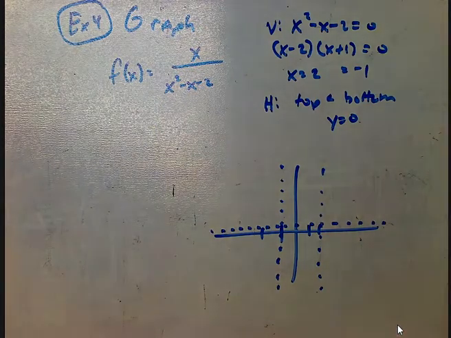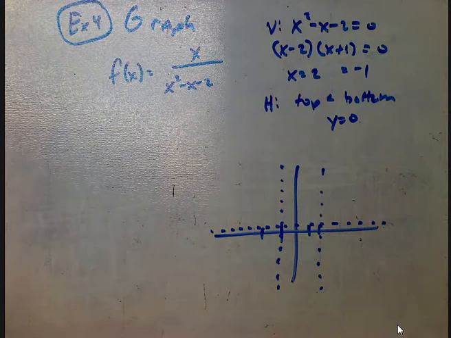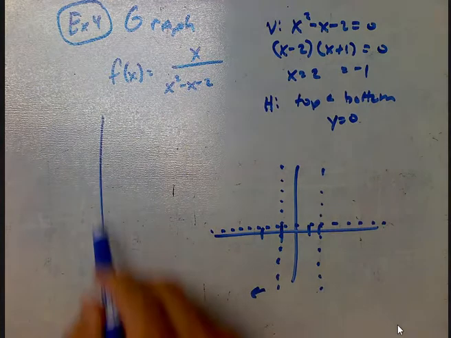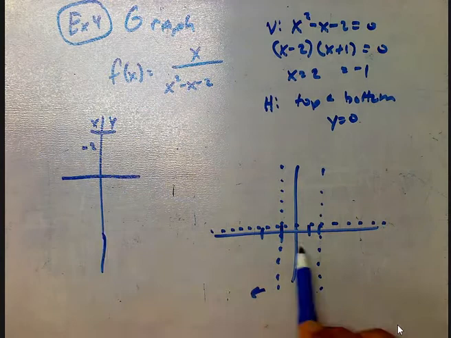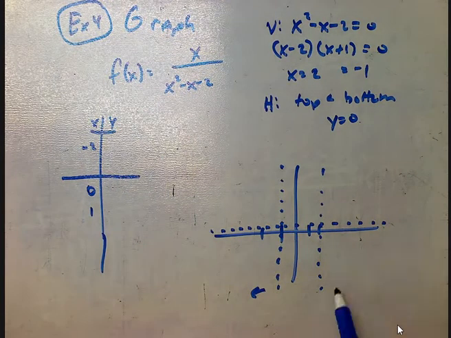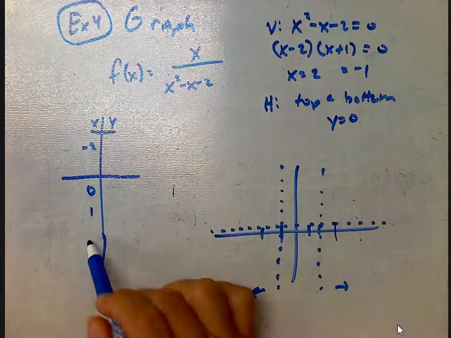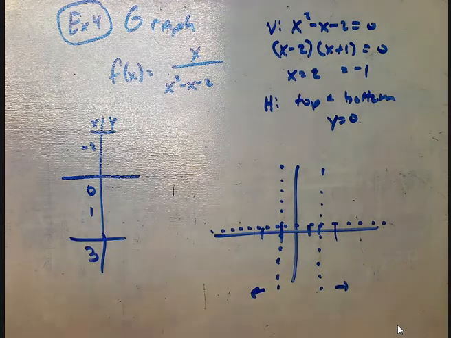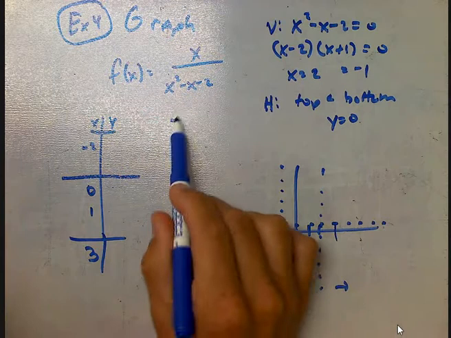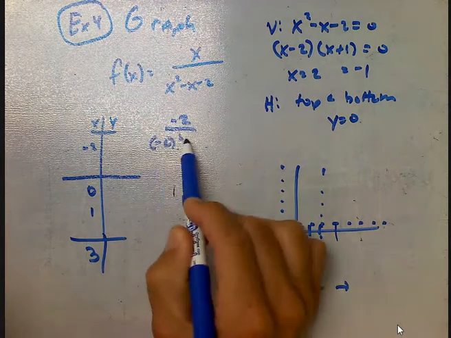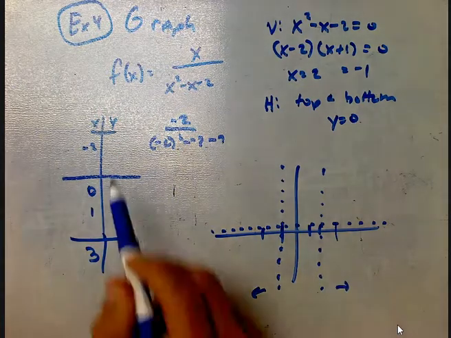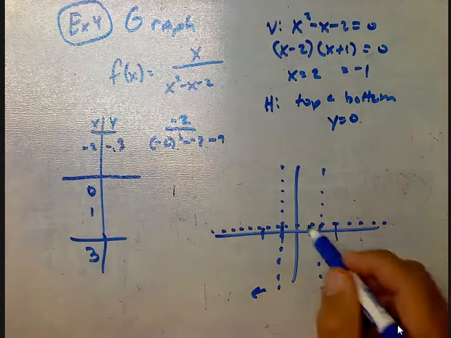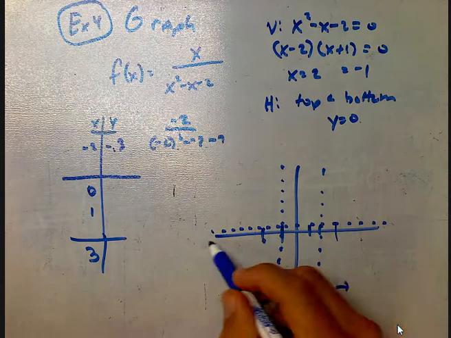Now I've got to pick points of what's actually going to go on. So I need to pick points to the left of the asymptote. So negative 2 is to the left. I need to pick points in the middle of it, 0 and 1, and pick points to the right of it, so pick 3. So our 3 sections. If I put in negative 2, that gives me negative 2 over negative 2 squared minus negative 2 minus 2, which turns out to be negative 0.3. So negative 2, negative 0.3, so we know this curve is going to come down here like that.